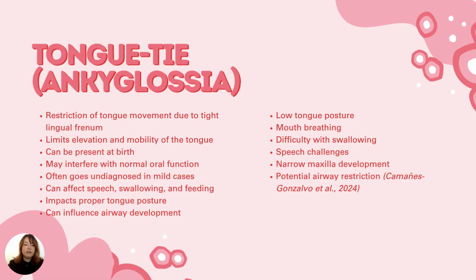Now we have a tongue tie, or ankyloglossia. What I was talking about before is the frenum tag connecting the tongue to the floor of the mouth. It is a restriction of tongue movement due to a tight lingual frenum, which limits elevation and mobility of the tongue, and is most likely present at birth. It may interfere with normal oral function, often goes undiagnosed in mild cases, and can affect speech, swallowing, and feeding. It impacts proper tongue posture because if the tongue is tied, not only does it affect speech, but you cannot achieve the proper tongue posture of it resting on the hard palate. It can influence airway development.